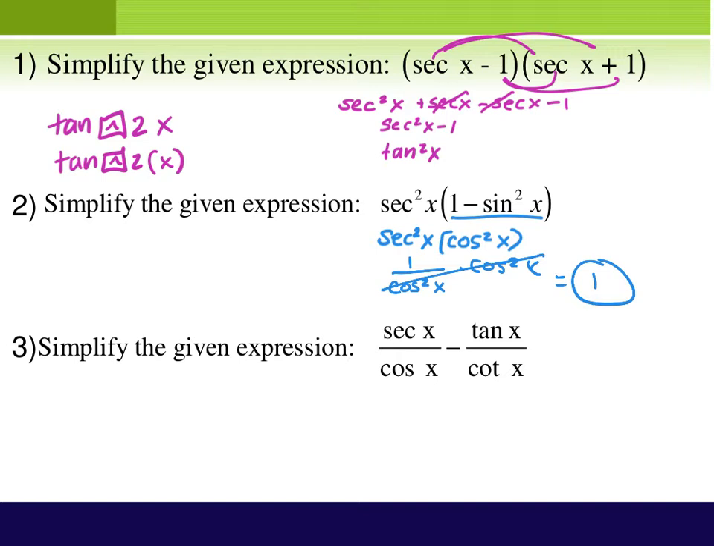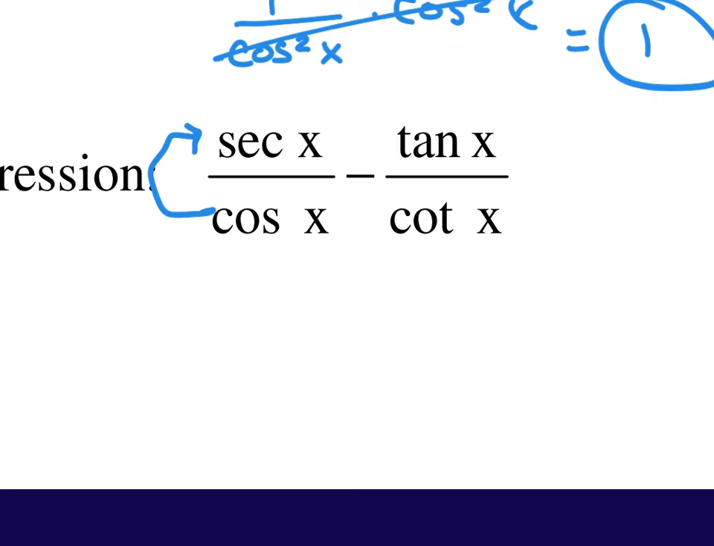Number 3, I've got 2 separate fractions, right? So what's the trick we talked about on Friday before we left that I said was usually pretty helpful? You can move it from the top to bottom. So if I move cosine to the top, it becomes what? What's the reciprocal of cosine? Secant. Thank you. And I'd get secant times secant, or secant squared x.